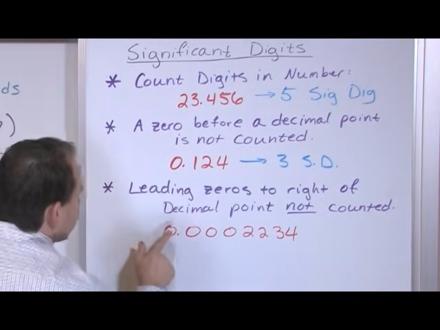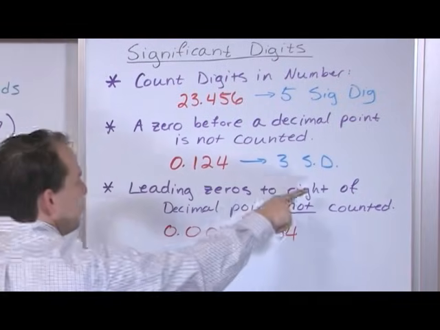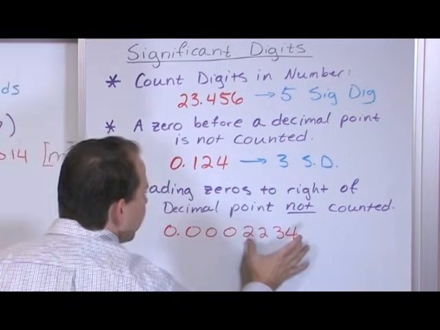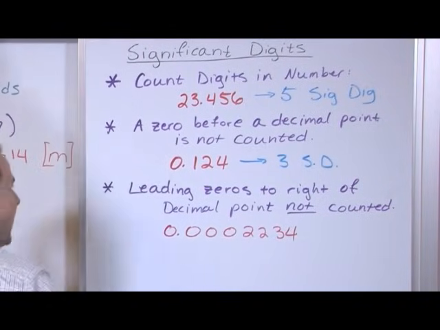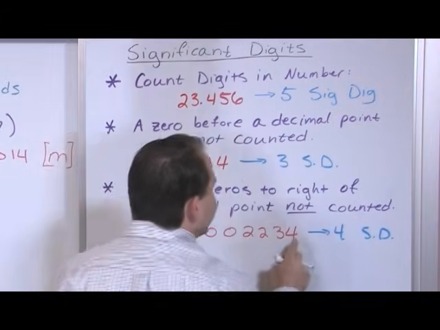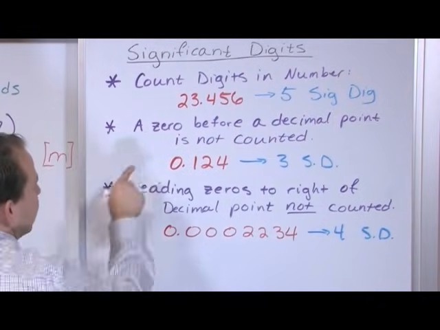Well, you should know from this rule that this one doesn't count at all. But what I'm telling you with this rule, leading zeros to the right of a decimal. See, these are what we call leading zeros. They're zeros that are before the main digits. But in fact, this guy has 4 significant digits. 1, 2, 3, 4.